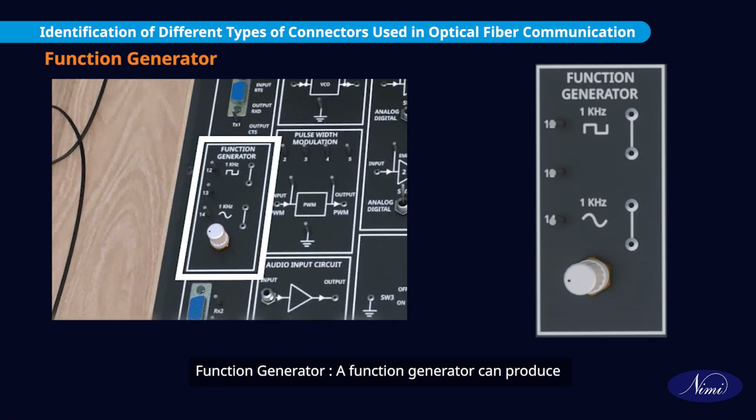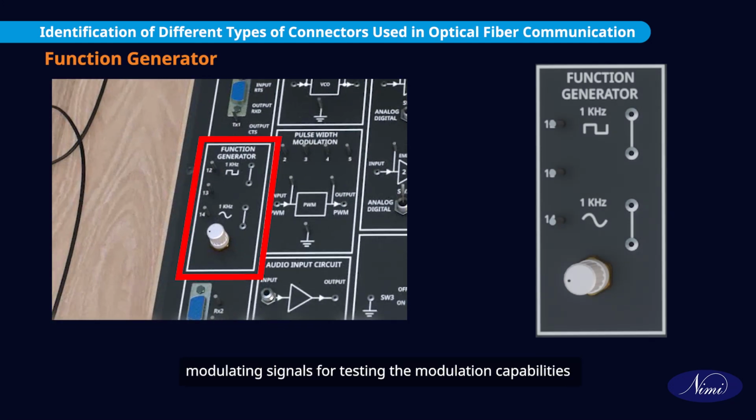Function generator. A function generator can produce modulating signals for testing the modulation capabilities of optical transmitters. For example, it can generate sinusoidal, square, or triangular waveforms to modulate the optical signal's intensity or phase.